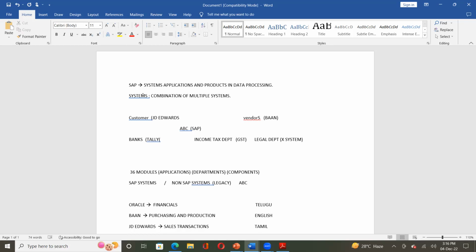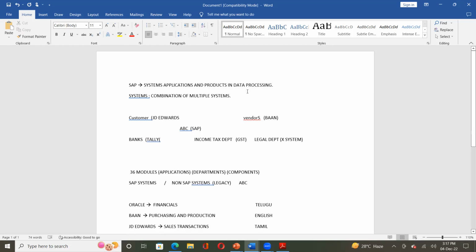So that will be taken from different departments or different systems, right? From customers, from vendors, banks, the income tax department, the legal department. The data will be taken from different applications, from different departments, and from different products, whatever business is doing, different sales or purchases or whatever it is. The data will be clubbed together and processed, and it will generate different reports required by the organization. So that's the reason we call it data processing.